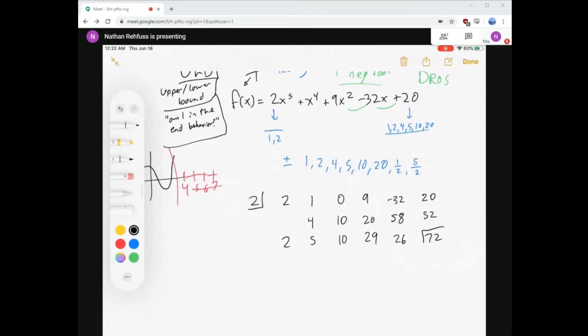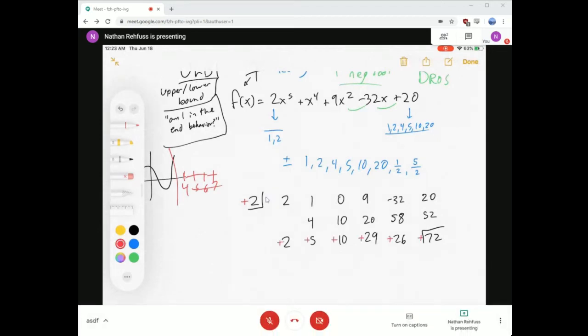But 2, we have something amazing here. 2 is a positive number, and the entire bottom row, including the remainder, is positive. When that happens, when this number and all of these numbers are positive, it's because you've picked a root in the right end behavior.